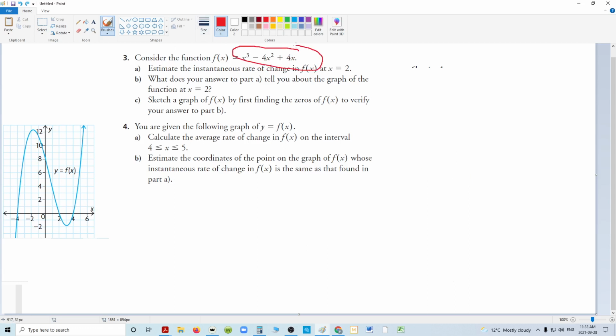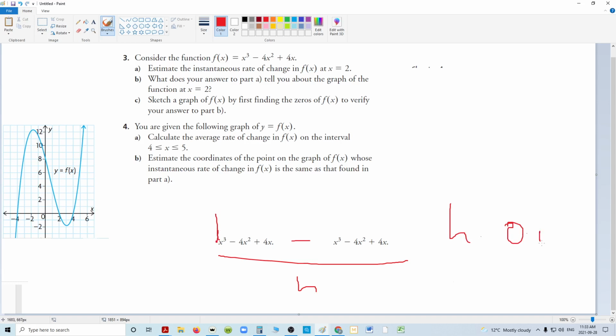You're going to be taking this twice, all divided by h, and everywhere you see x, it's going to be x plus h. So instead of 2 here, let's say my h is 0.0001. It's going to be x plus h. So it's going to be 2.001 cubed.